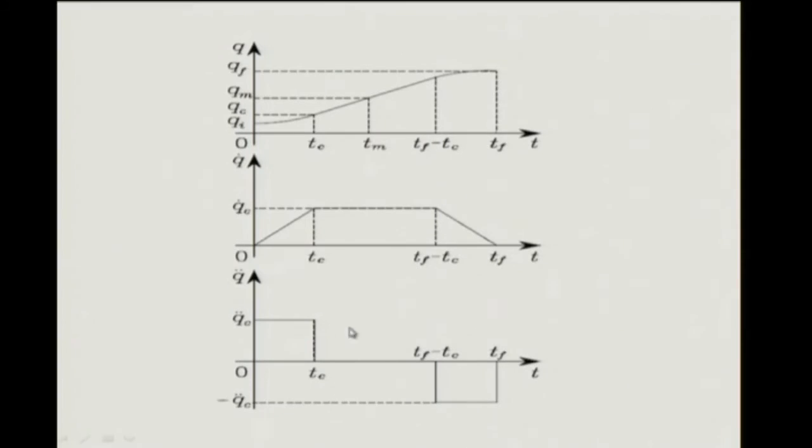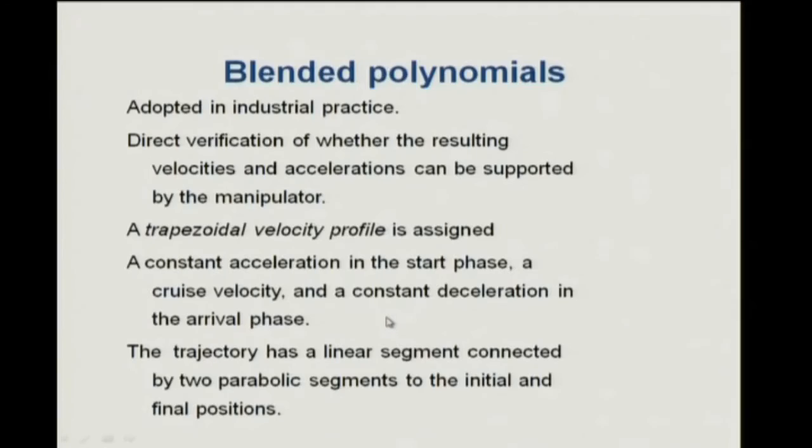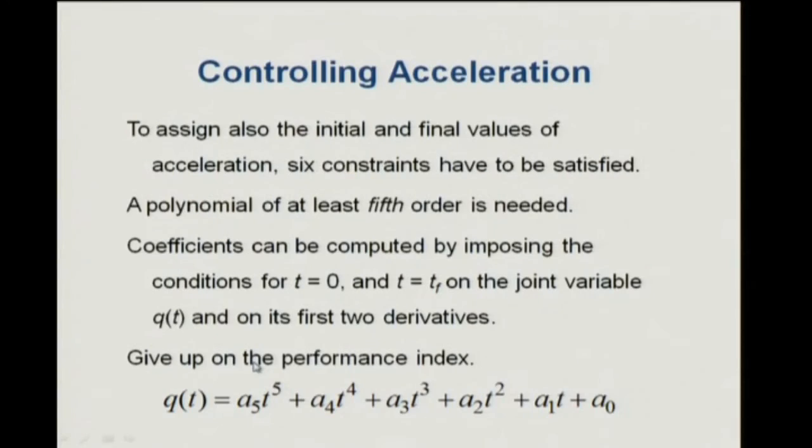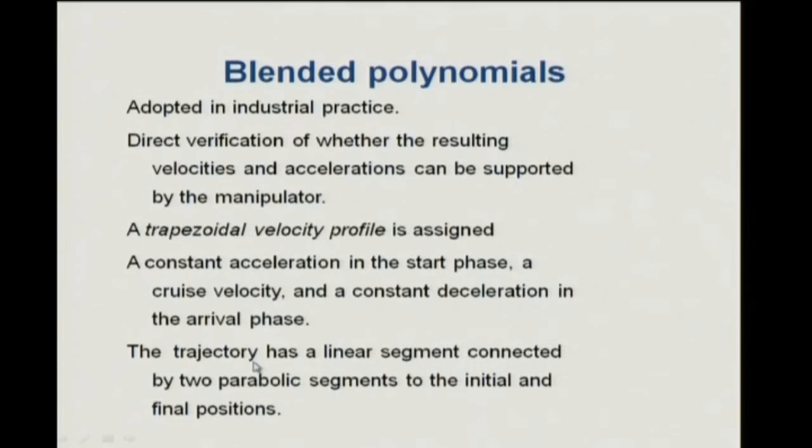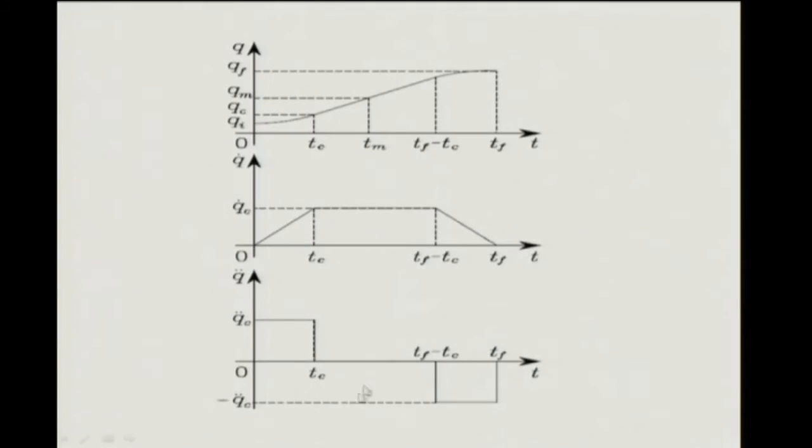So, this is the structure which we call the blended polynomial approach. So, it starts with a constant acceleration in the start phase, a cruise velocity and a constant deceleration in the arrival phase. And so, if you look at the trajectory, this is the linear segment and then there are two parabolic segments, a parabolic segment here and a parabolic segment here.